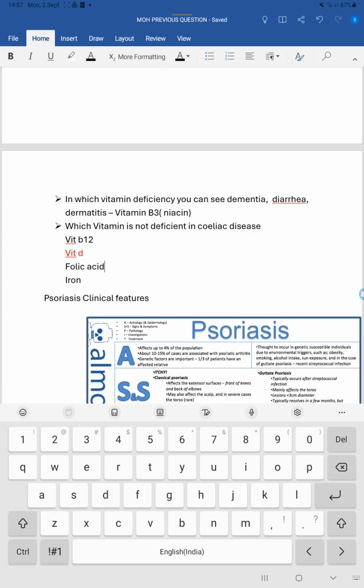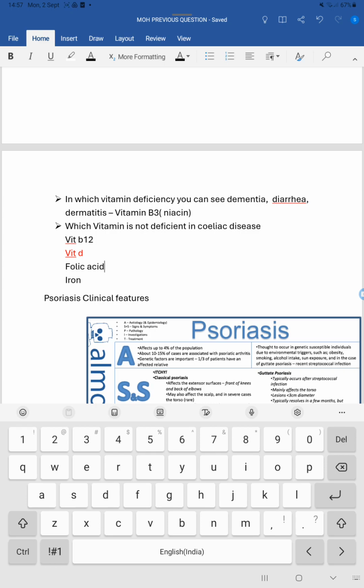Then folic acid deficiency you can get. Iron deficiency too. Okay, vitamin B12, folic acid, iron, these are all absorbed through the small intestine. Because of the intake of the gluten diet, the small intestine gets inflamed, and because of that the digestion and absorption of food will not be happening, so it results in malabsorption. So celiac disease or celiac sprue is an autoimmune disorder against the gluten-containing diet you are taking. So vitamin D, that much deficiency you can't see.